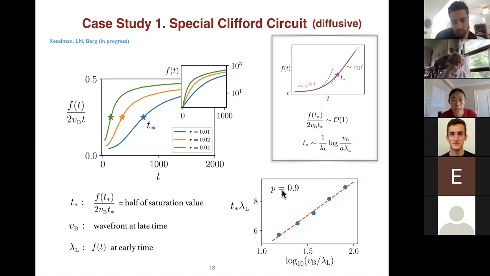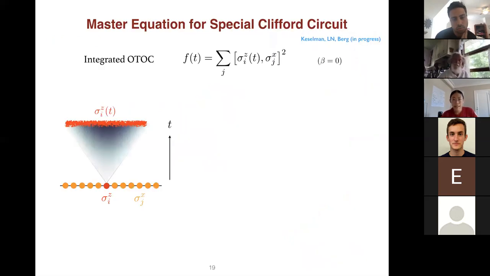Okay, so that brings me to the end of the numerical results for this special Clifford circuit, both ballistic and diffusive cases. Next I would like to mention that we can do some analytic derivation in this special Clifford circuit. As I mentioned, there are two practical advantages of using random unitary circuits. One is that it's easy to simulate in some cases.